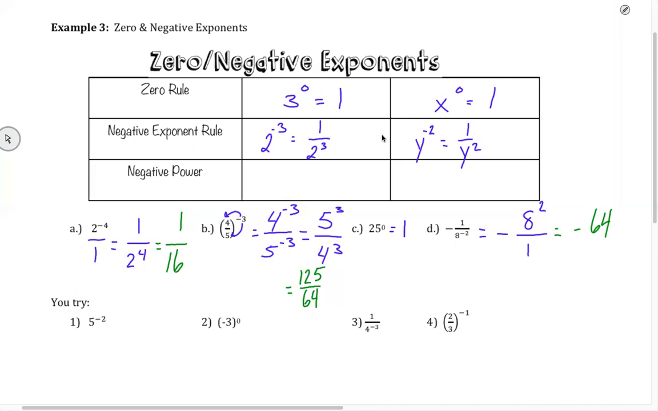All right, you guys got 4 problems right there. Try them, they're very similar.